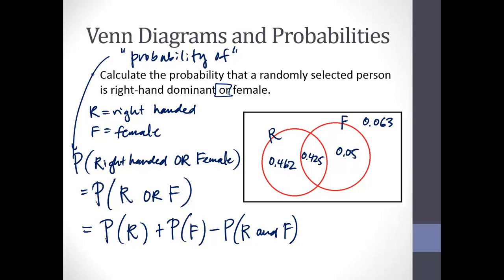So we can now see what each one of these things are. From the information we were given, the probability of being right-handed was 0.887. Writing too big up here. So this is equal to 0.887 plus the probability of being female, which was 0.475, and then we subtract off the part that's the same. And that is going to give us 0.937.